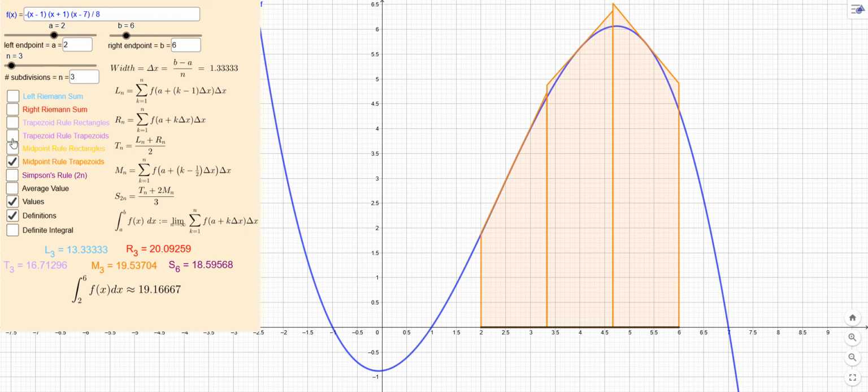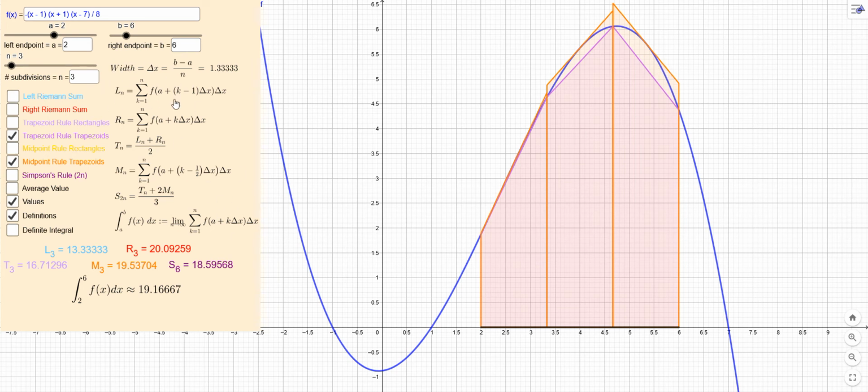Now, which one's better? Trapezoid rule or midpoint rule, and when are they over and when are they under? Well, if you look, if the function's concave down, like here, the trapezoid rule is going to be an underestimate, whether it's increasing or decreasing, whereas the midpoint rule is going to be an overestimate.